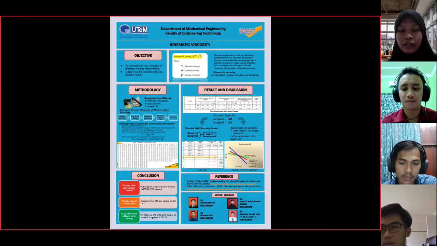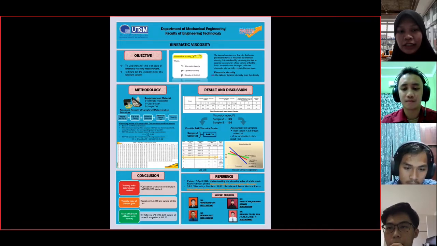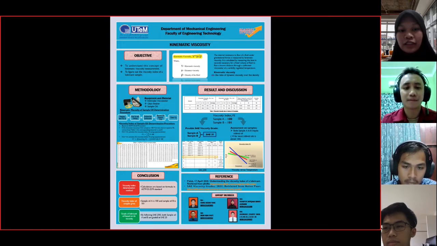Now look at the left side, which is the objective of this project. First is to understand the concept of kinematic viscosity measurement and to figure out the viscosity index of the lubricant sample.